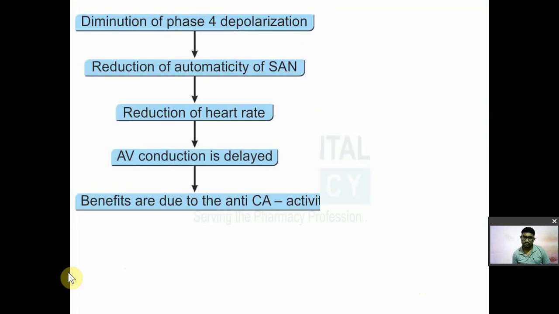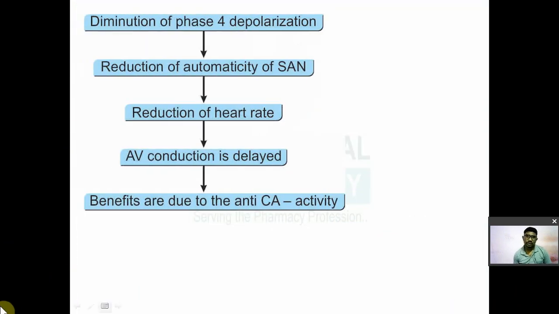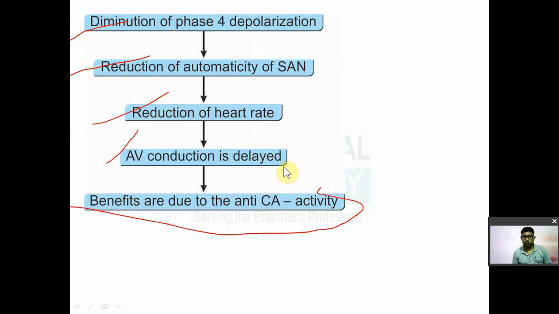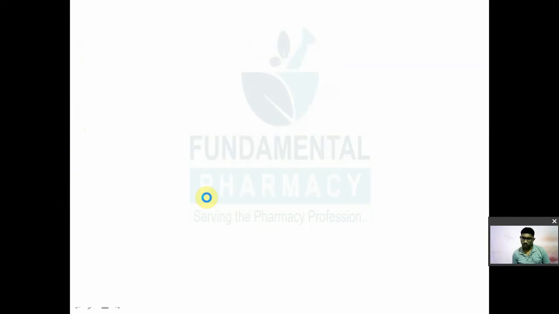Now, the next class. You can see over here the actions of beta blockers. They diminish or stop phase 4 depolarization. They reduce the automaticity of the sinoatrial node. They reduce the heart rate and therefore delay the AV conduction. And the benefits are due to their anti-arrhythmic activity. So these are the beta blockers.